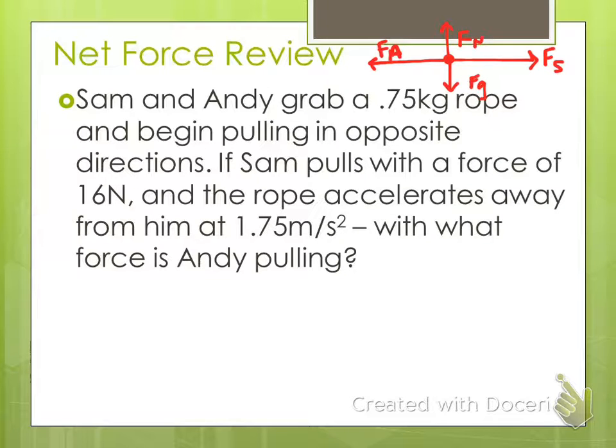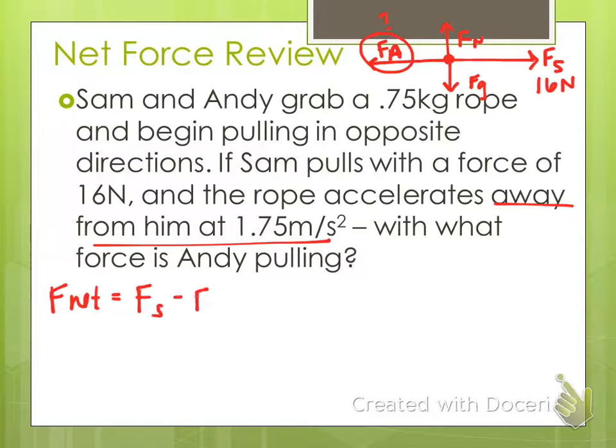They begin pulling in opposite directions. If Sam pulls with a force of 16 newtons, and the rope accelerates away from him at 1.75, with what force is Andy pulling? So that means we are solving for FA. Would you agree with that part? That's overall what we're solving for, is his force. So I've drawn my diagram. I'm going to set up my net force equation, positives minus negatives, so force of Sam minus force of Andy.